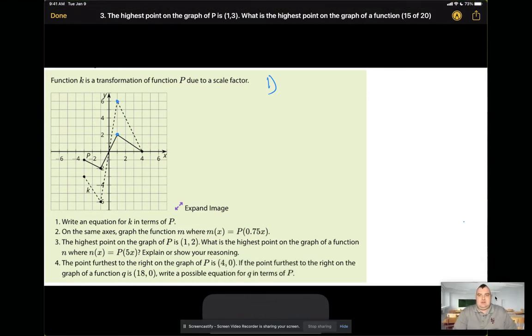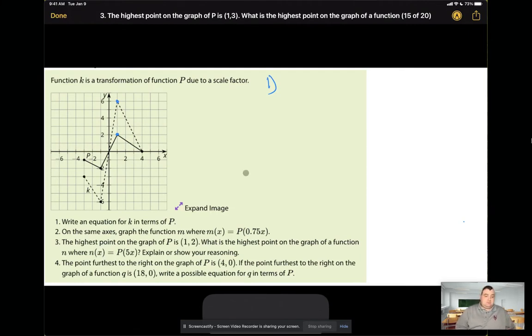Okay. So function K is a transformation of function P due to a scale factor. Scale factor is another word for a stretch or a squash. Write an equation for K in terms of P. So it looks like P is the solid lined graph and K is the dotted line graph. And you can see based on the picture, it's clearly a vertical stretch, which means that our outputs, our Y values, are being multiplied by some constant.